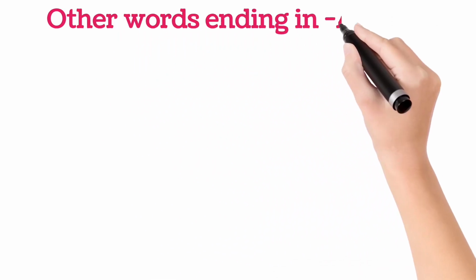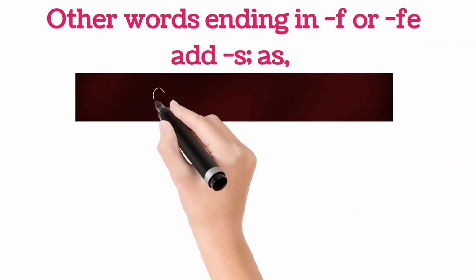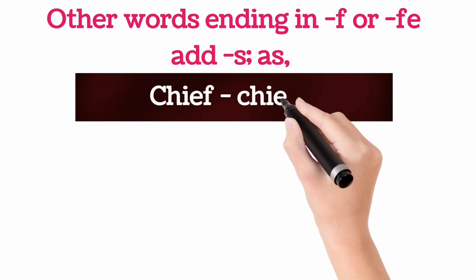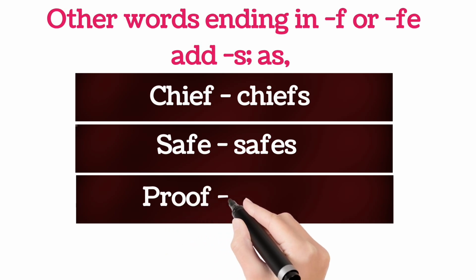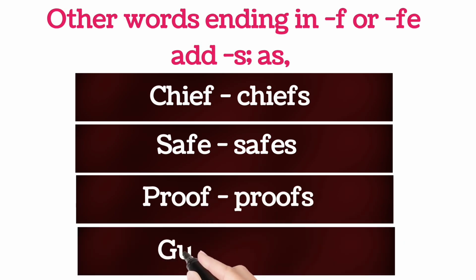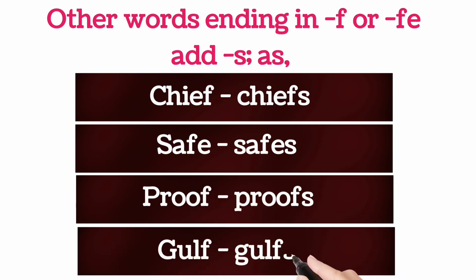Other words ending in f or fe add s. As chief, chiefs. Safe, safes. Proof, proofs. And gulf, gulfs.